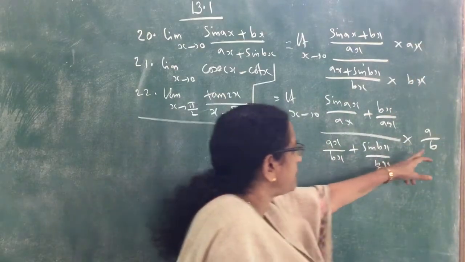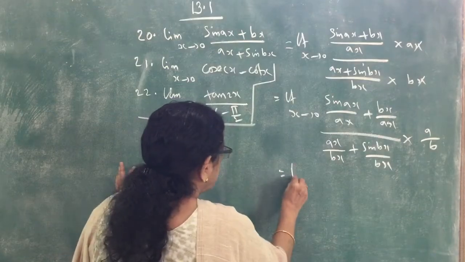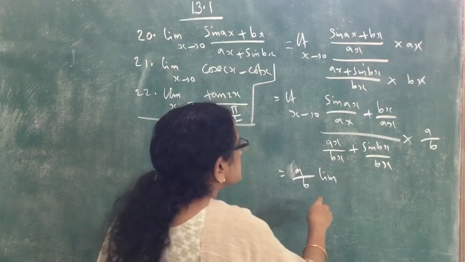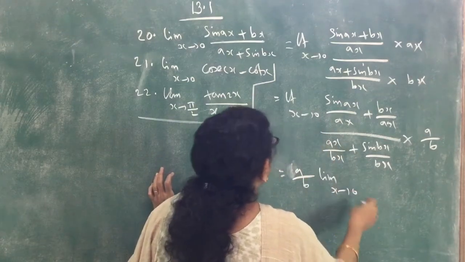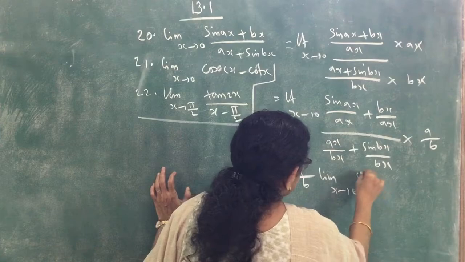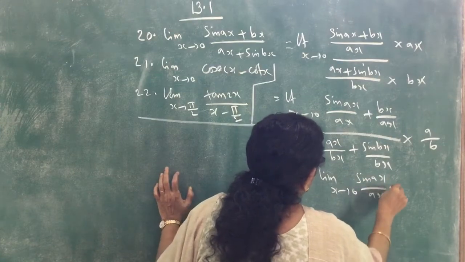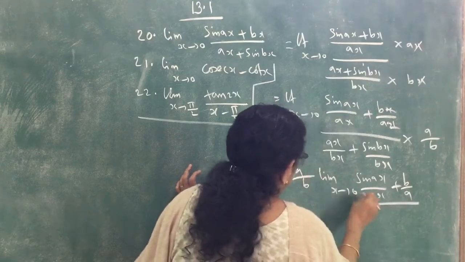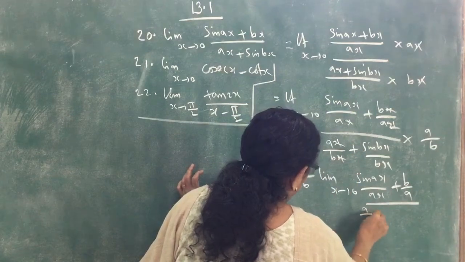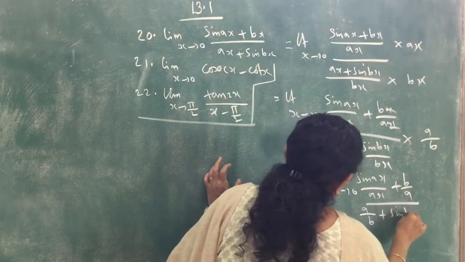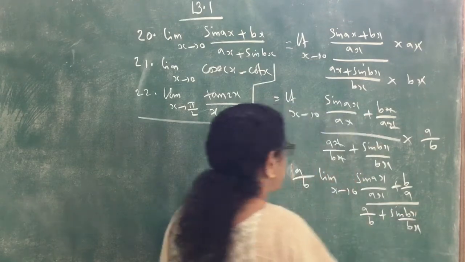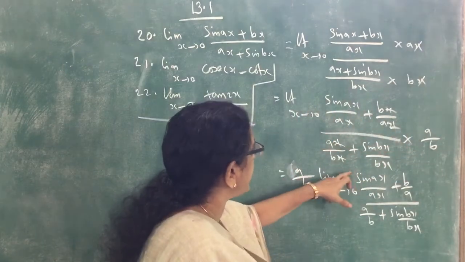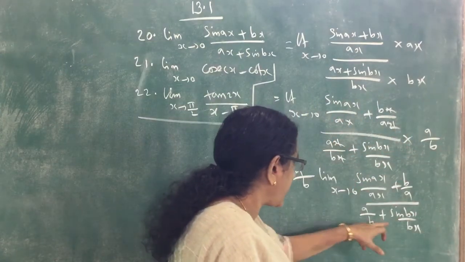Now that a by b we can take outside the limit. That is equal to a by b into the limit as x tends to 0. Here we get sin ax divided by ax plus b by a, divided by a by b plus sin bx divided by bx. So this a by b we have taken outside, and the numerator is sin ax by ax plus b by a, and the denominator is a by b plus this.